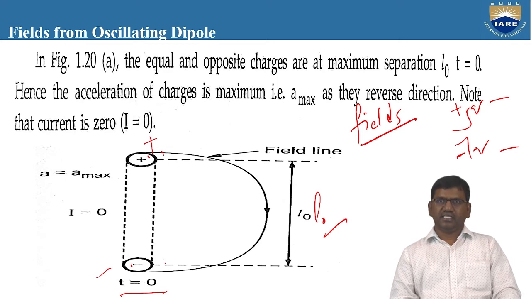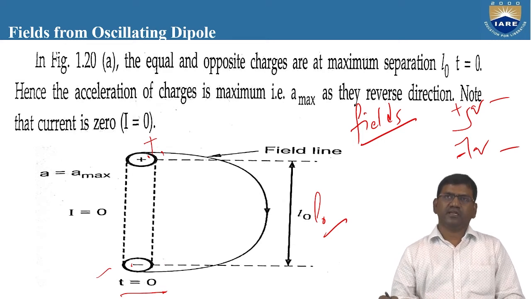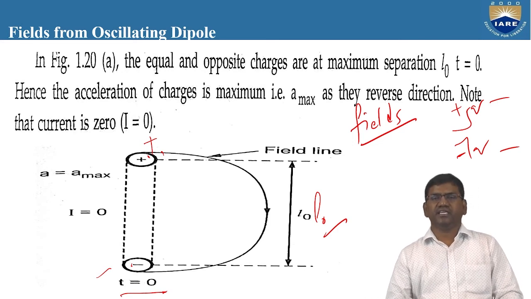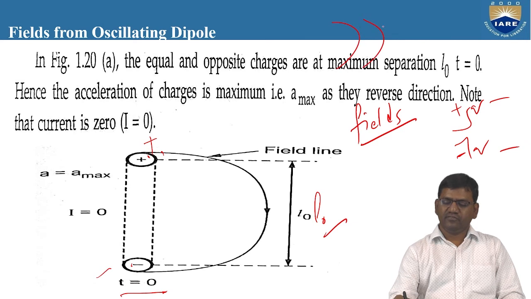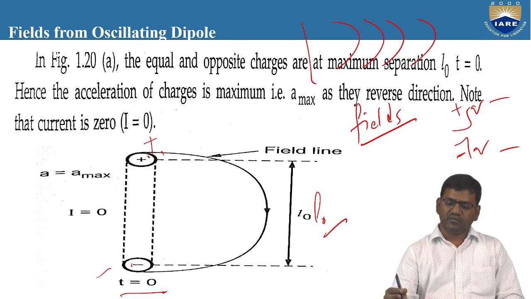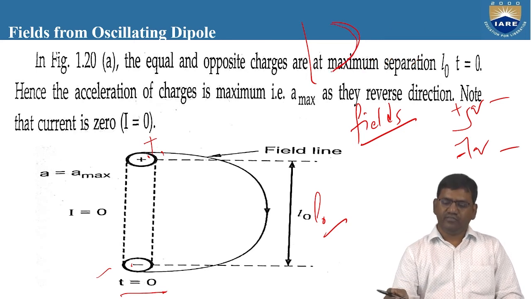At this distance, at t is equal to 0, many field lines are produced, when the distance between the positive charge and negative charge is maximum. We are considering only one field line here. Like this, you can observe there are many field lines produced. These are known as radiation fields from the current element. Out of all these, we are going to consider only one line, which is known as the field line.